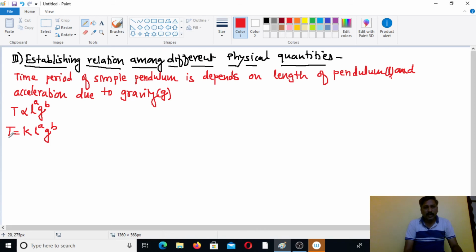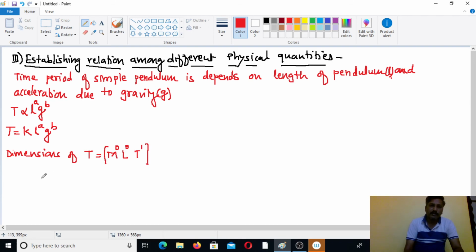First of all, we calculate the dimensions of the time period, then the dimensions of L and the dimensions of g. So I will first calculate the dimensions of T. T means my time period. The unit of time period is second, so M raised to 0, L raised to 0, T raised to 1. This is the first part. Then the dimensions of L.